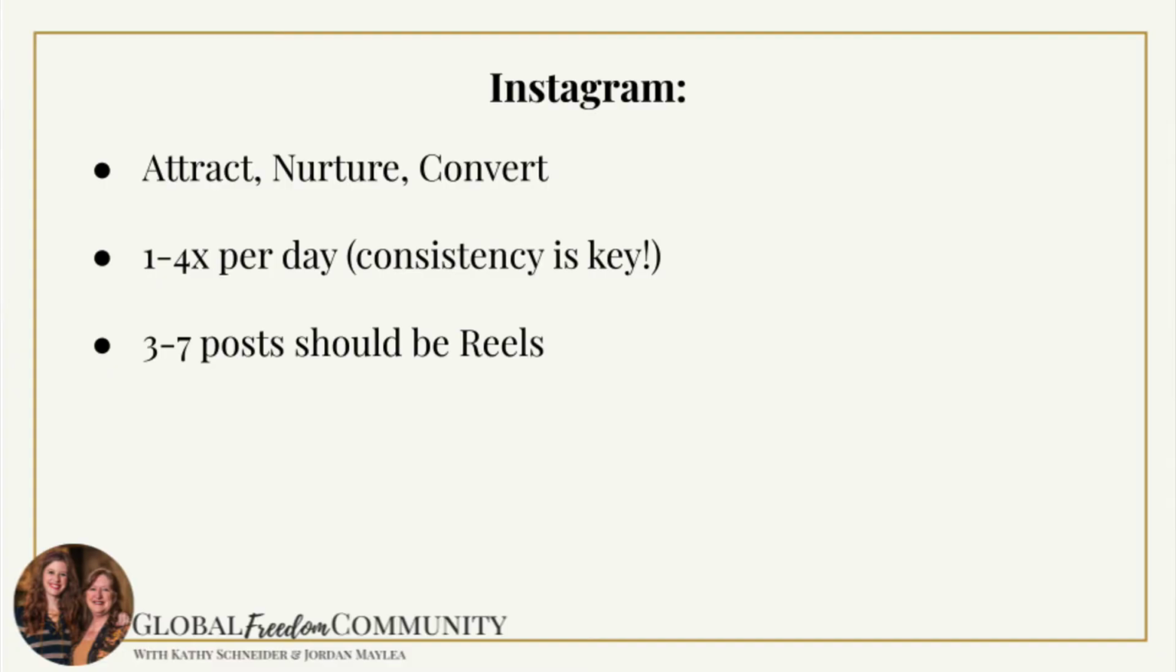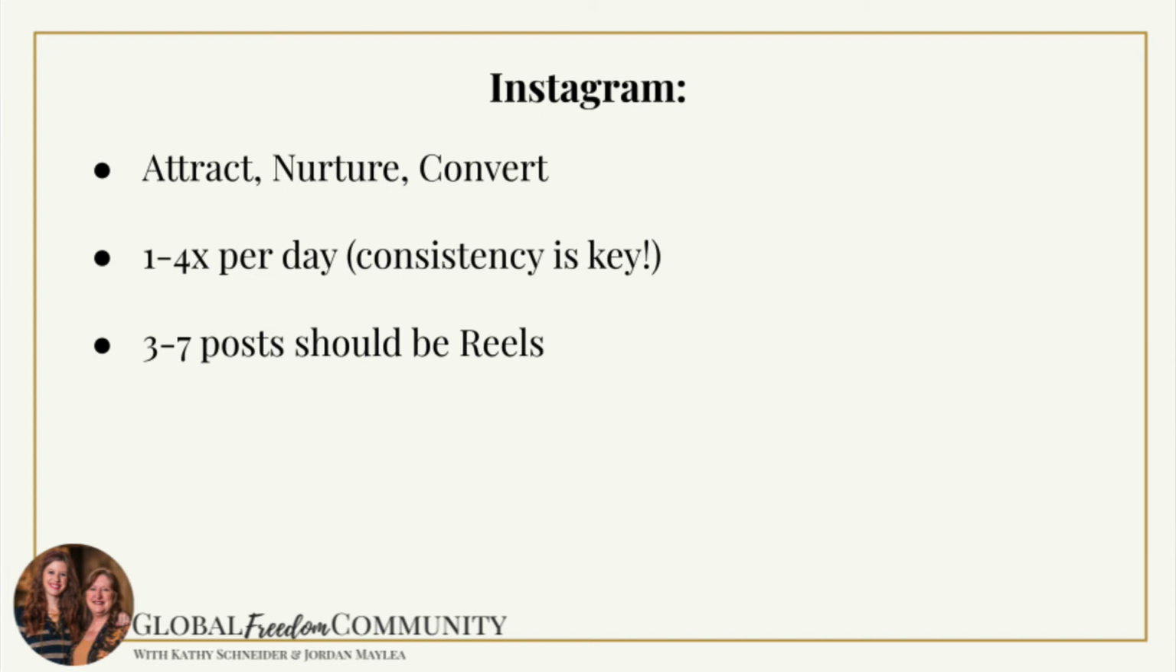When it comes to Instagram, there are really 3 main categories that you want to hit every single week with your posts: attract, nurture, and convert. Unlike Facebook, the Instagram algorithm does not punish you for posting more often. So set a goal to post at least 1 time a day on Instagram and as many as 4 times a day.